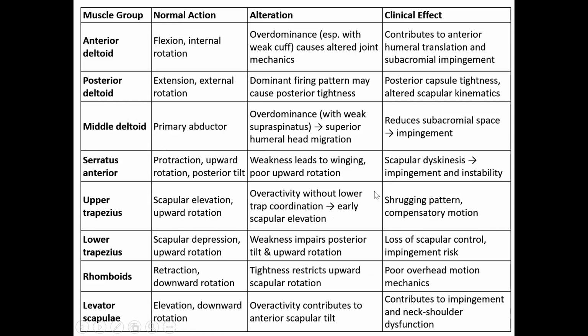These are the different muscle groups. This column is their normal muscle action, but when there is alteration in the action of these muscles, what will be the clinical effect? If we discuss the anterior deltoid, its normal action is mostly the flexion of the shoulder. It also helps in the internal rotation.